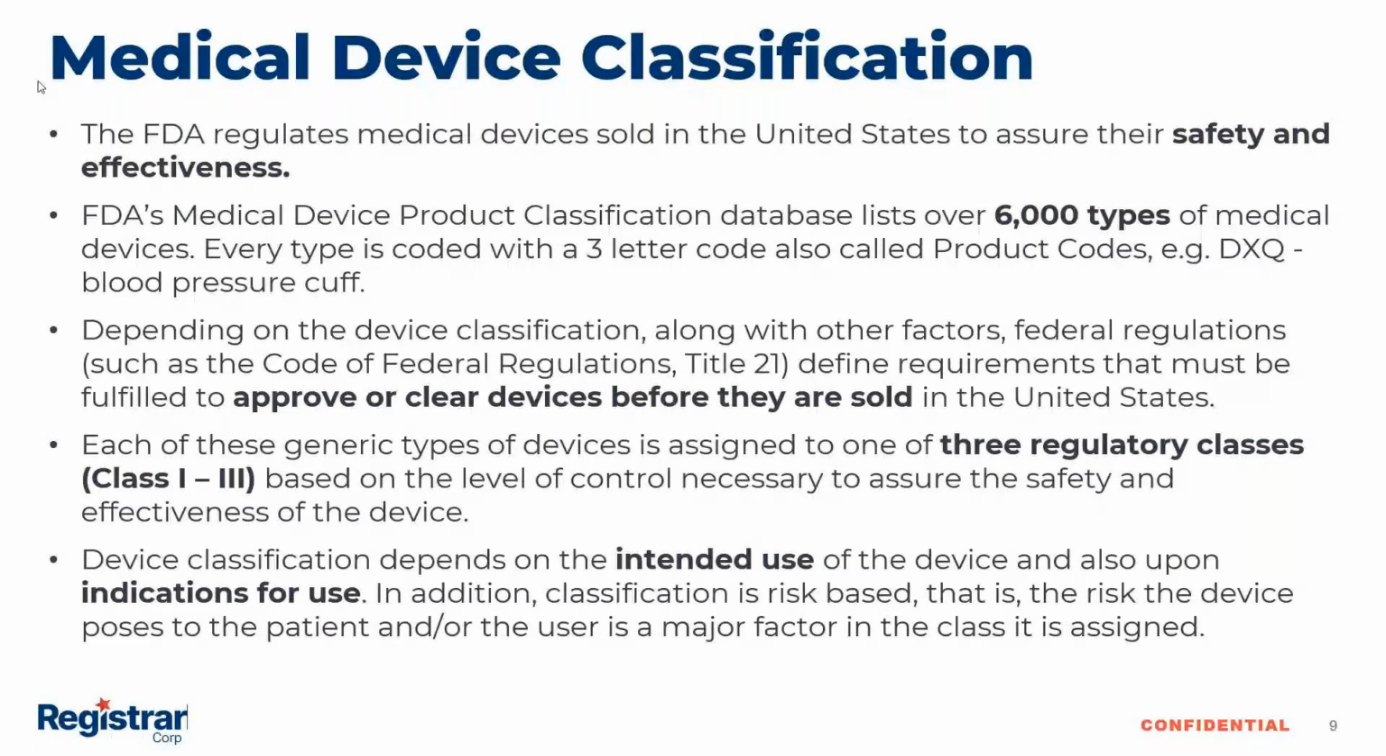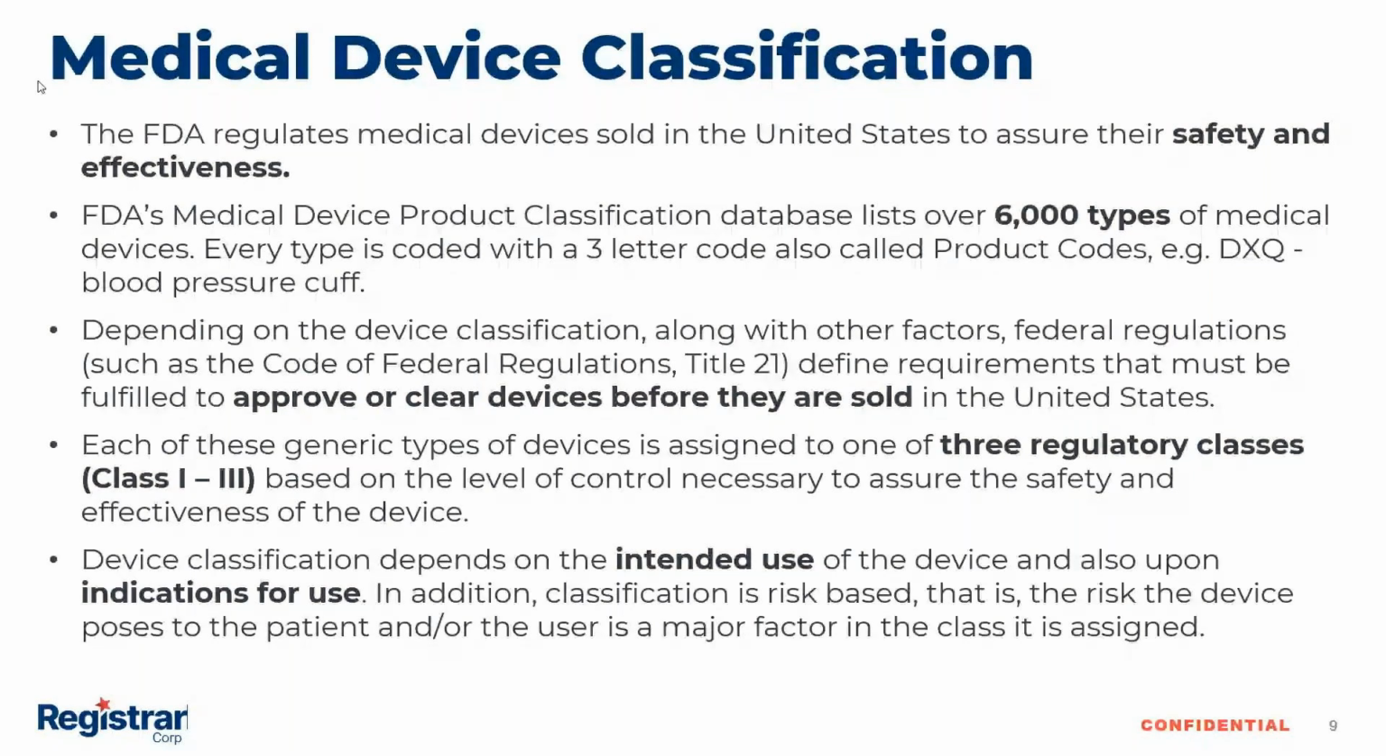We will talk a little bit more later about what is behind the words approve and clear. What is the difference? So please give me a second to go through the slide, and then we will clear that out. Each of these generic types of devices is assigned into one of 3 regulatory classes, class 1, 2, or 3. And that is based on the control that is necessary to assure the safety and also the effectiveness of a device. The device classification depends on the intended use and also on the indication of use.